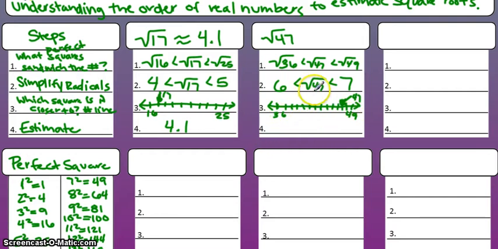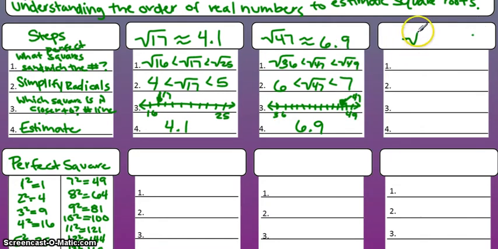So 47 is closest to 49, and it's pretty darn close to 49. So it has to be pretty darn close to 7. But it can't be over 7. So when it can't be over 7, it's going to be 6 point, and then a decimal that's really close to 7, about 6 and 9/10, or 6.9. Okay, so we're going to say this is approximately 6 and 9/10.